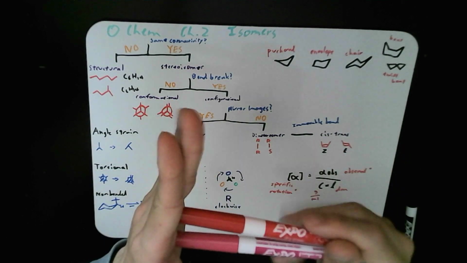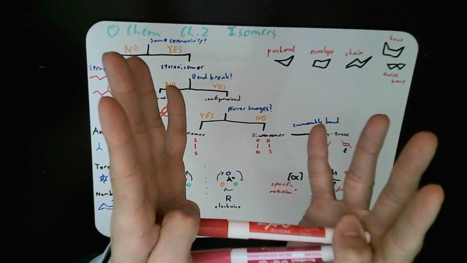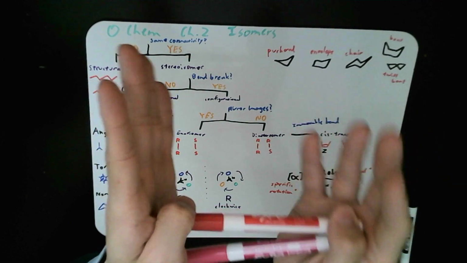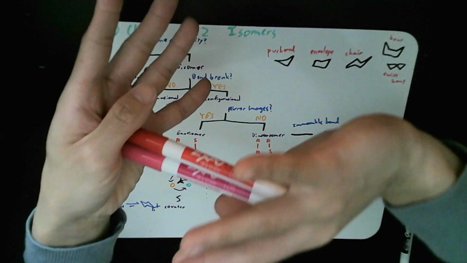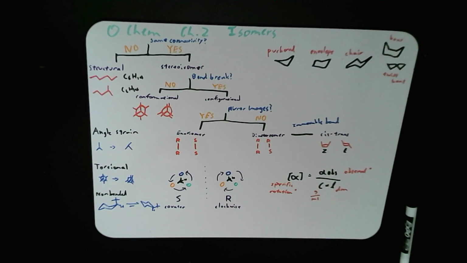So if I have my big functional groups as my fingertips and they're pointing to the same side, that's the cis isomer. If they're opposite from each other, then they're trans isomers.